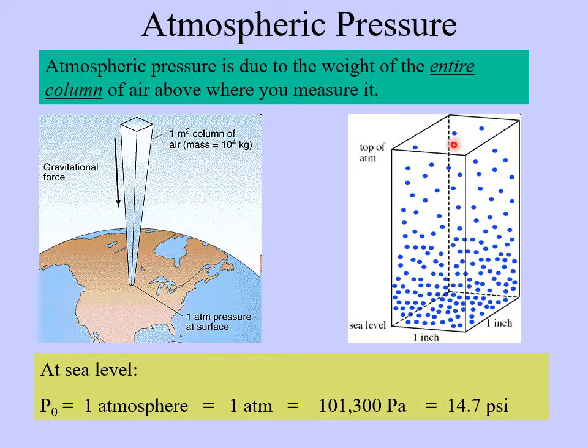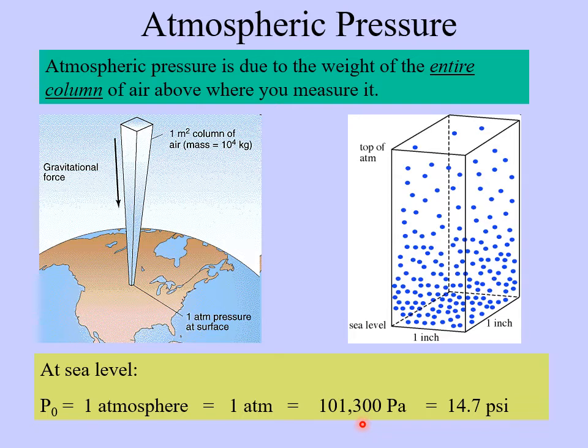So it turns out that at sea level, which is where most of us live, near sea level at least, the atmospheric pressure, which is designated as P naught, or P sub 0, is 1 atmosphere, or 1 ATM. That's the abbreviation for 1 atmosphere. Now, what is 1 atmosphere? Well, we learned this again in chapter 12. It's 101,300 Pascals.